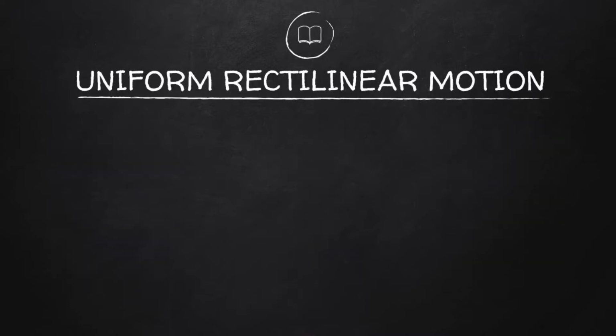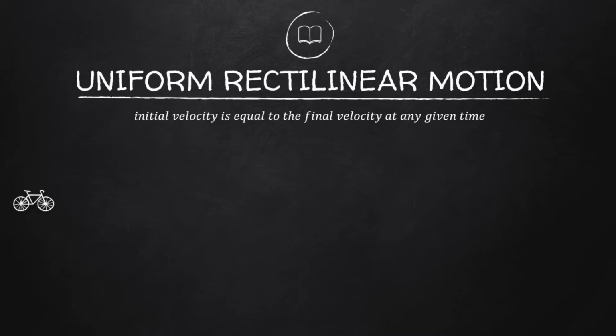Uniform rectilinear motion is also called motion with no acceleration or zero acceleration. It happens when the initial velocity is equal to the final velocity at any given time. Consider a biker that rides his bike and its direction of motion is going to the right. It will have its initial velocity equal to 5 meters per second, and the acceleration is equal to 0 meters per second squared, which makes sense because there is no acceleration for these types of motion, uniform rectilinear motion.